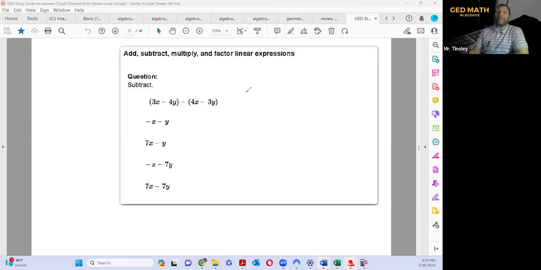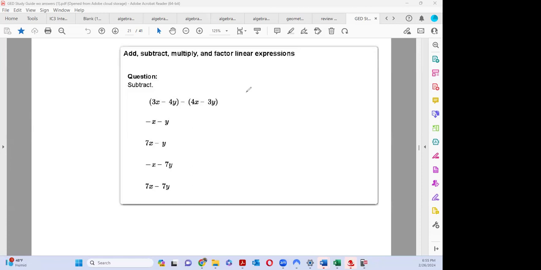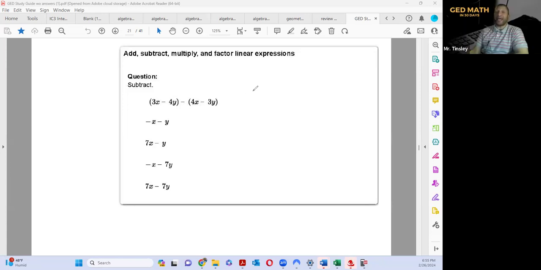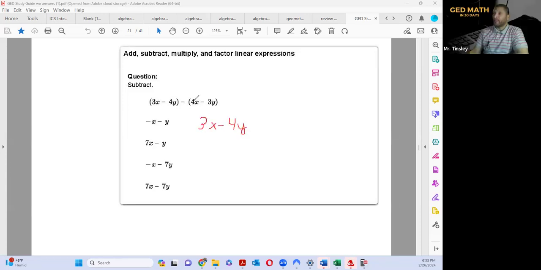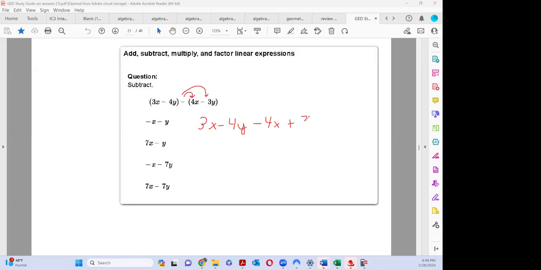If you see a minus sign on the outside of parentheses, just change the sign of everything inside. 3x minus 4y: this becomes minus 4x, and this becomes plus 3y.